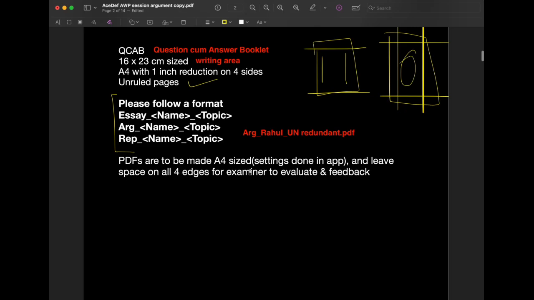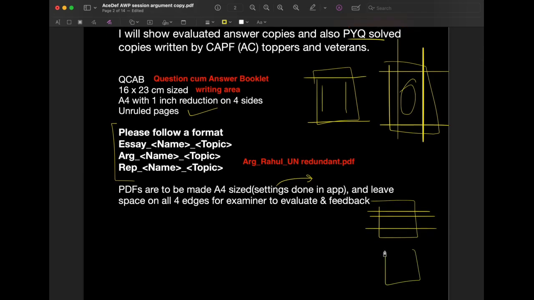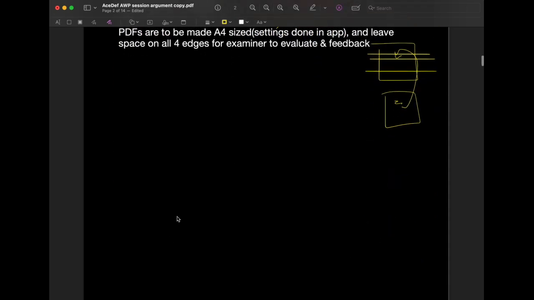And PDFs are to be made of A4 size. Settings can be done in the app. Adobe Scan app is actually very helpful in this, and leaves space on all 4 edges for the examiner to evaluate and give feedback. Because if you give a PDF where you have written entirely end to end, then as an evaluator there is no space for me to write. And if I write in a separate blank page for you, then it will be very hard for you to correlate that I am referring to this particular sentence.